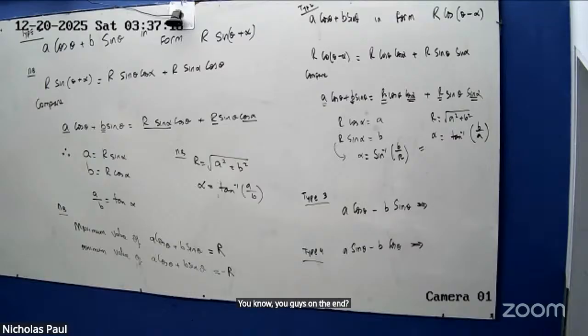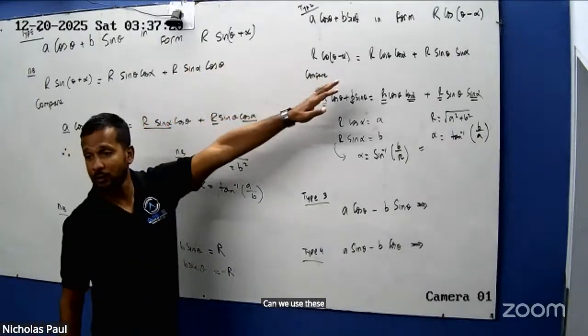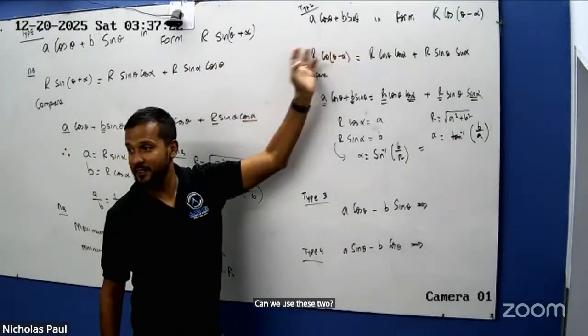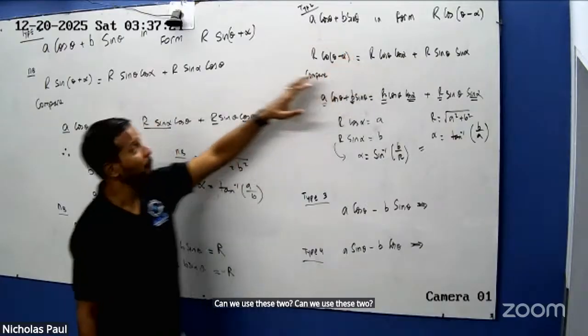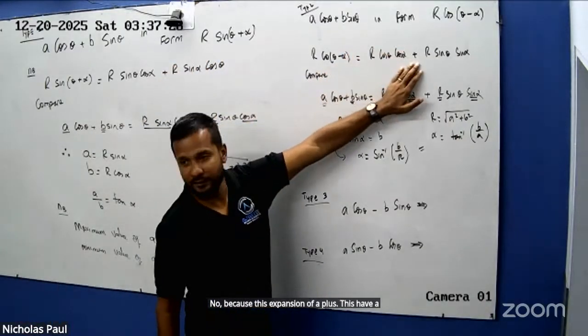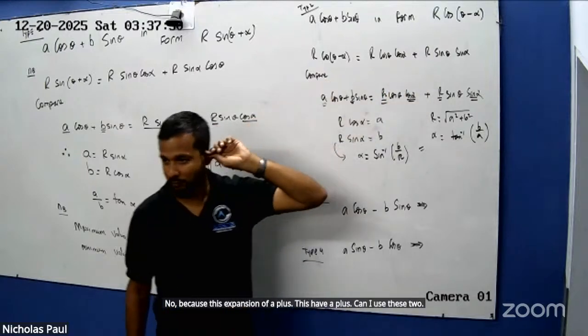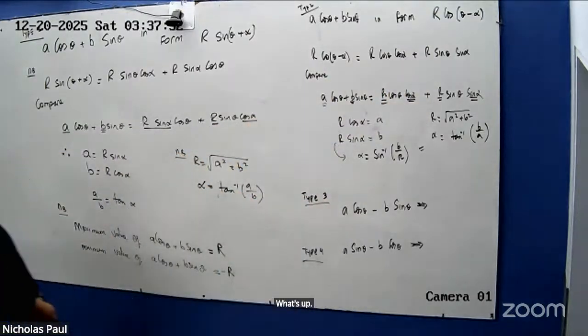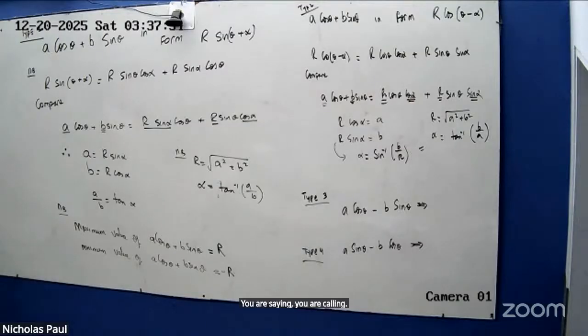What are we going to use for this one? Can we use these two? No, because this expansion has a plus, and this has a plus. Can I use these two?